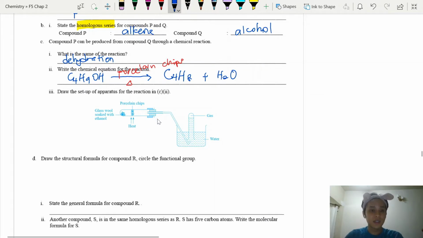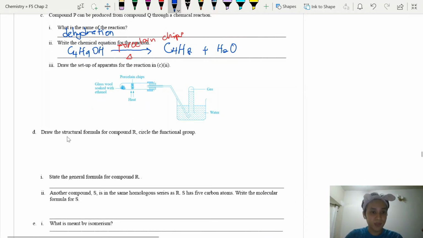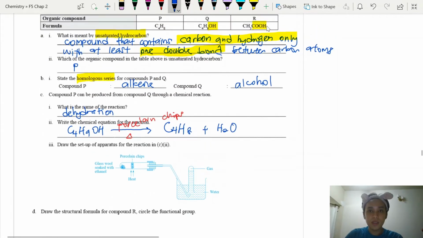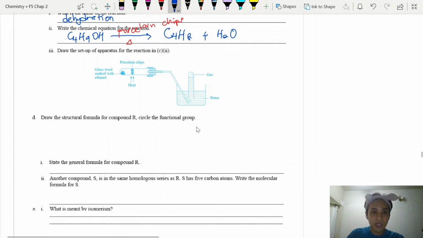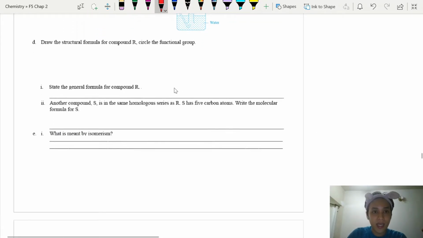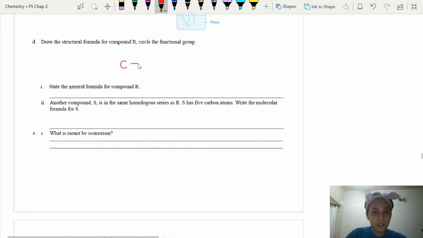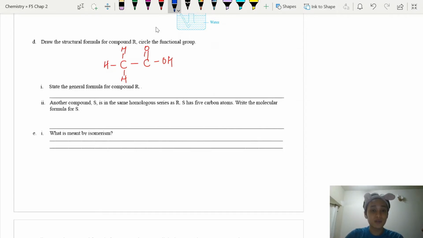So that is the answer. Next, they will ask you to draw the structural formula for R and then circle the functional group. R is a carboxylic acid, so CH3COOH. Two-carbon carboxylic acid, this one is ethanoic acid, right? First we draw the carbons, COOH, then only I fill in the hydrogens. This is the structural formula for ethanoic acid. Circle the functional group. Remember, your functional group is this one, COOH.